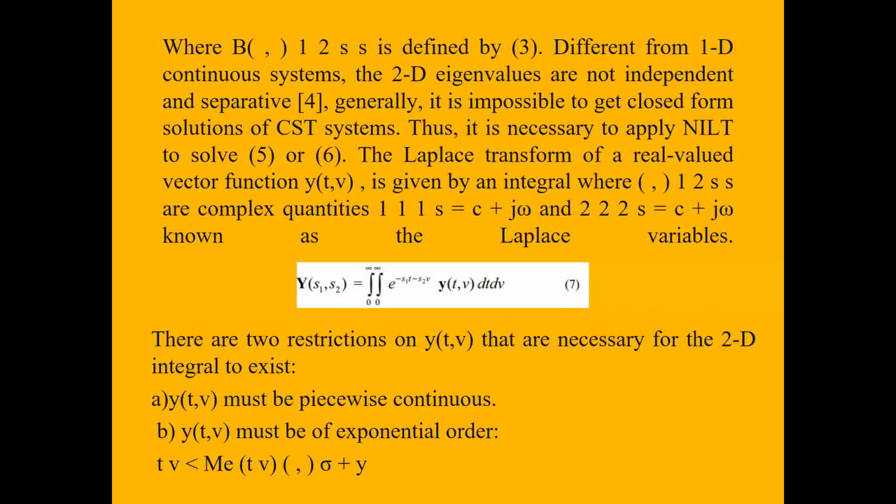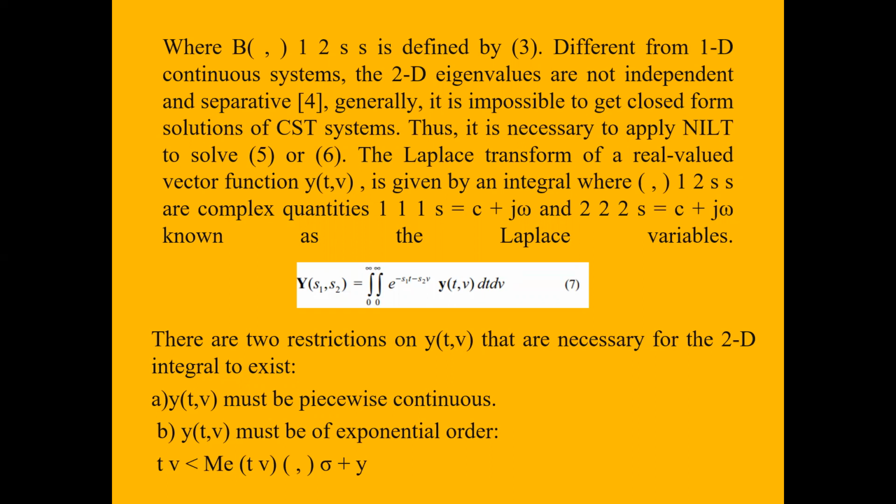The Laplace transform of a real valued vector function y of t comma v is given by an integral where s1, s2 are complex quantities, and s1 is equal to c1 plus j omega 1, s2 is equal to c2 plus j omega 2, known as the Laplace variables.